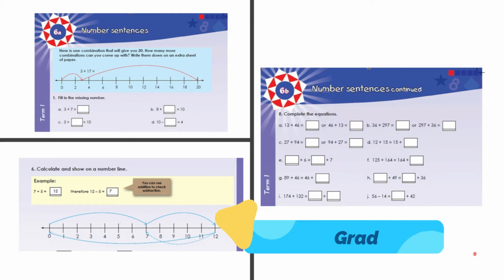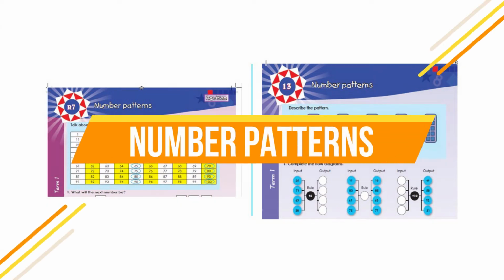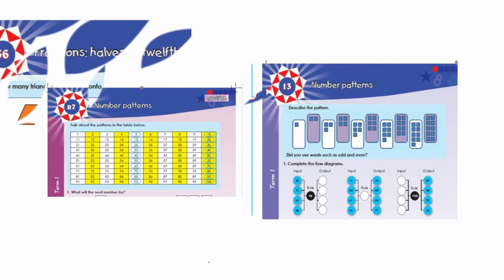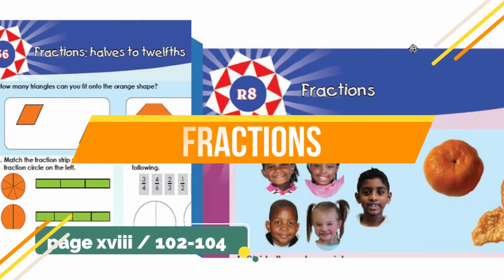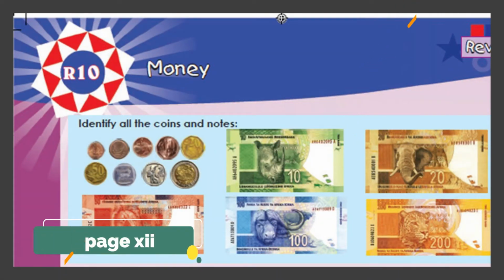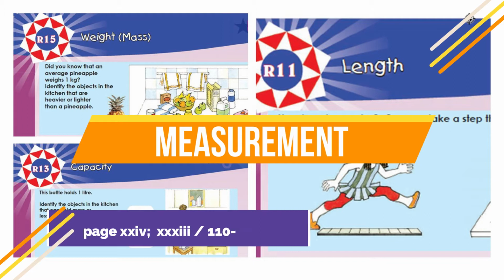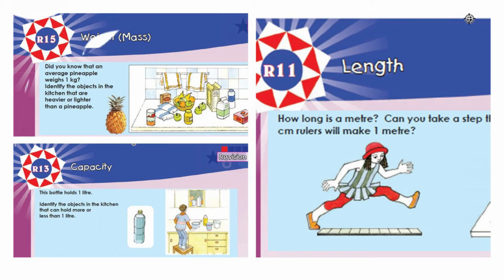The Term 1 and 2 workbook for Grade 4 contains exercises on number sentences on pages 14 to 16. Exercises on number patterns can be found on the revision page 16 as well as on page 40. Fractions exercises are found on revision page 18 and from pages 102 to 104. Money exercises are found on revision page 12. Revision exercises for measurement include length and capacity on revision page 14 and mass on page 32. More length exercises are found on pages 110 to 114.